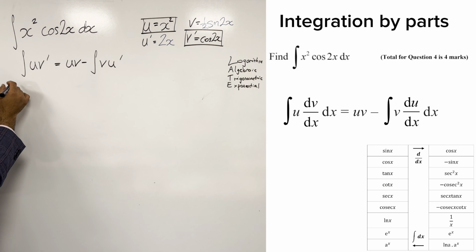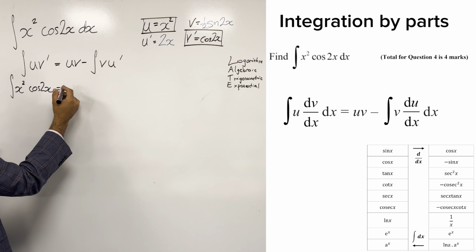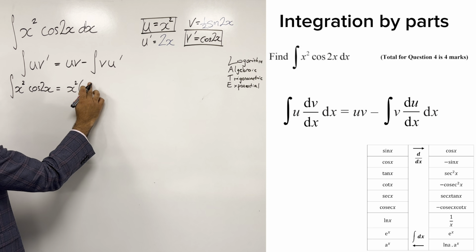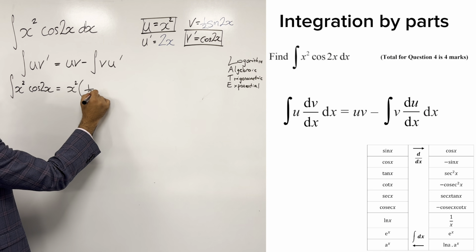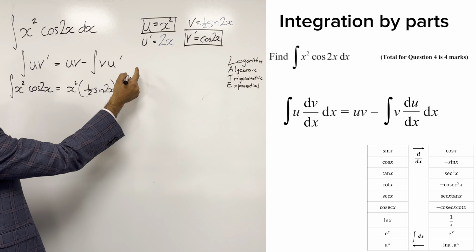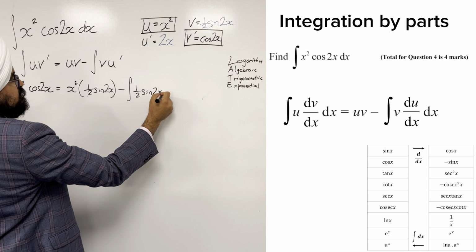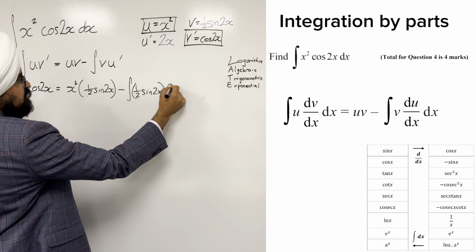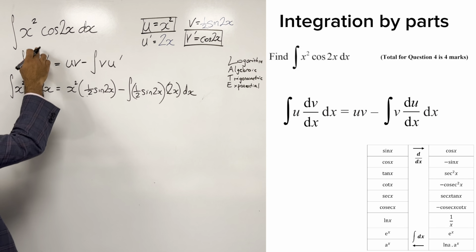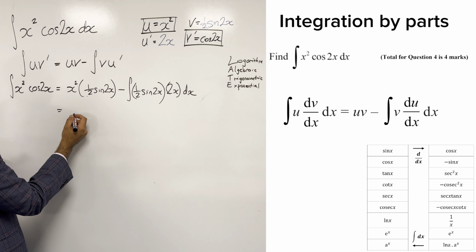So the integral of x squared cos 2x is equal to uv, x squared times a half sine 2x, minus the integral of v u dash. So v is a half sine 2x, and my u dash is 2x dx. So I've just reduced the integral problem from x squared to having just an x there, which I'll show you in a second. So let's just neaten this up.